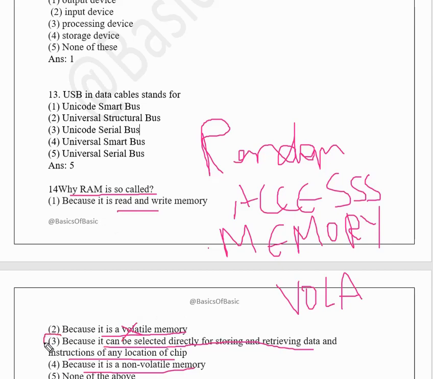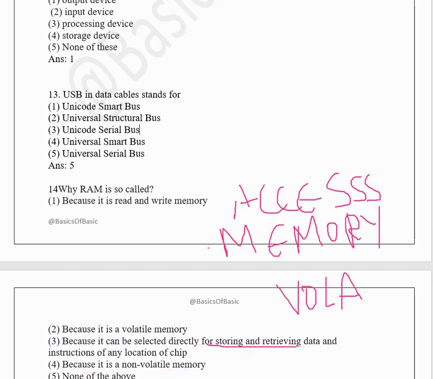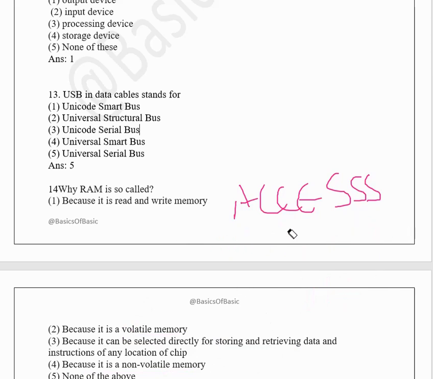So the answer is option 3, because it can be selected directly for storing and retrieving data and instructions of any locations of the chip. Okay, so there can be trapped options like this. Please don't fall into these kinds of traps.